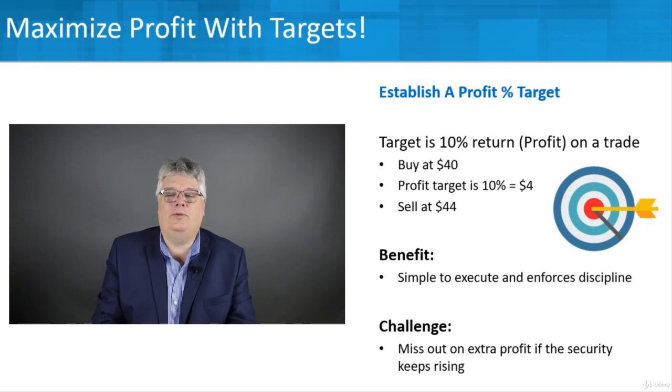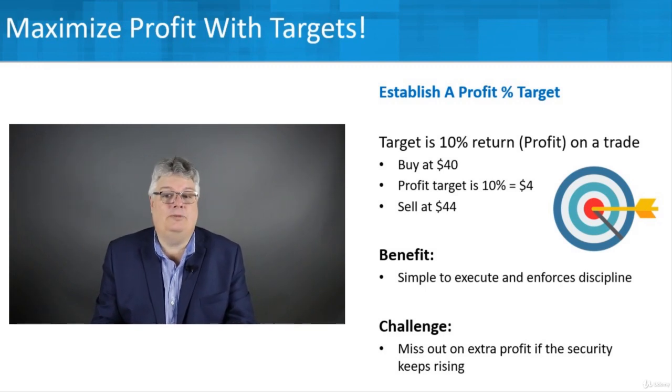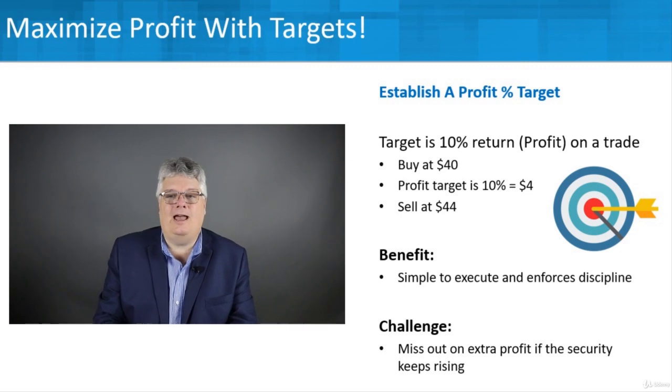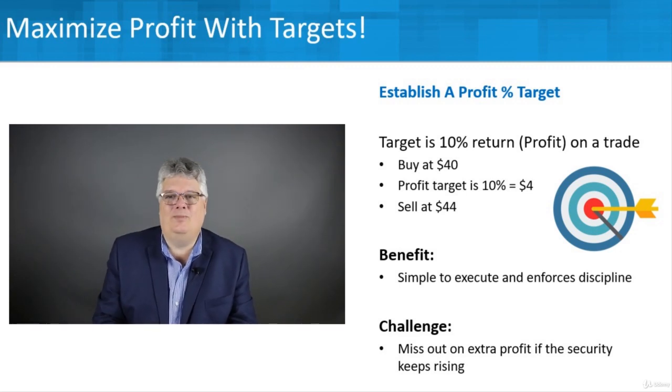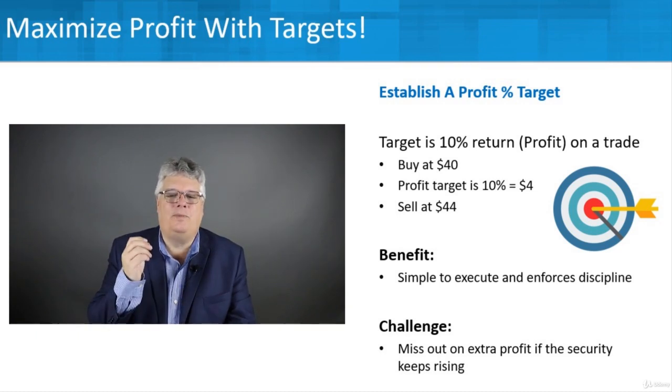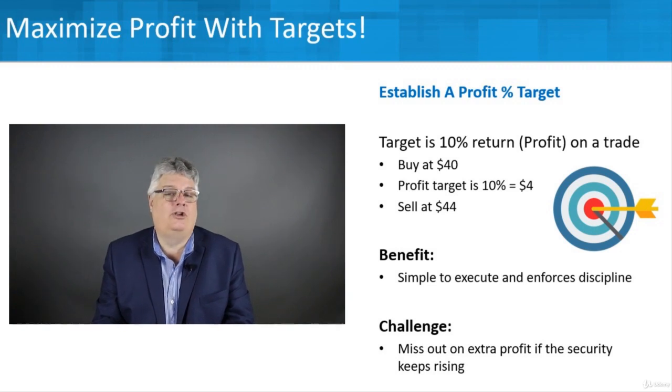That's the benefit of it. It's simple to execute, and it enforces discipline. Did I hit my 10% or did I not hit my 10%? Once I hit my 10%, I'm selling. I'm not waiting till 12 or 13 or 14%, I'm waiting for 10%. Now, it could be 2%, it could be 1%, it depends on how active a trader you want to be. But in this example, you get the idea that I'm selling once I reach that percentage profit target. Now, the challenge of that is you could miss out on extra profit if the security keeps rising.